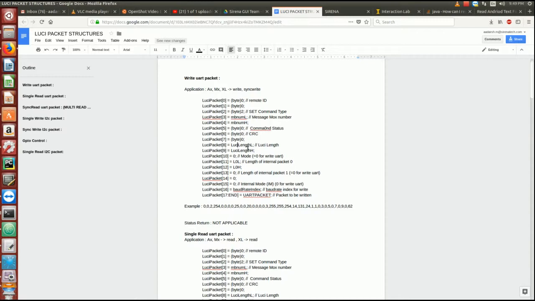After this particular ninth byte, notice that it starts from 0, so this becomes actually the 10th byte. After this byte, how many bytes there are in your message box needs to be mentioned using this LUCI length. After that, there could be modes which represent, let's say, write UART or read UART or write I2C, read I2C, things like that. These modes take care of that. So it's 0 for writing on UART.